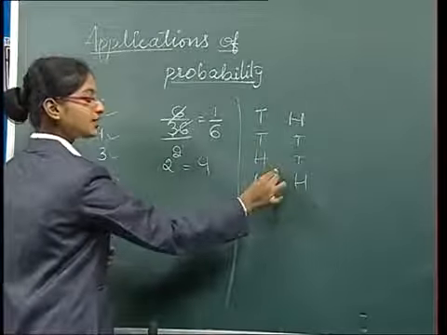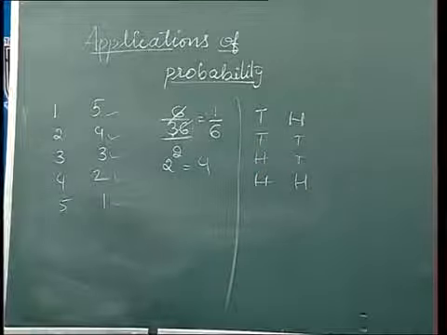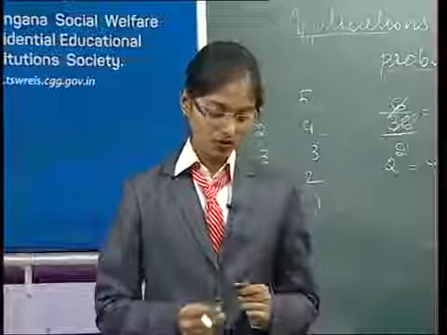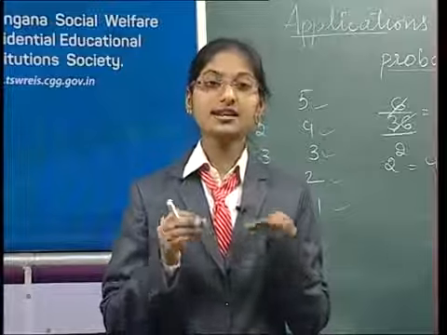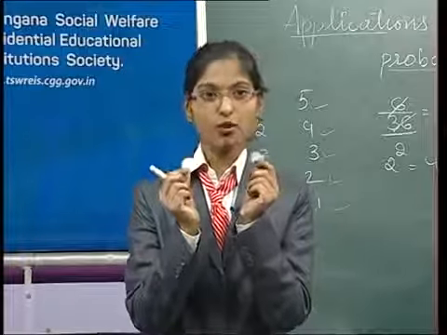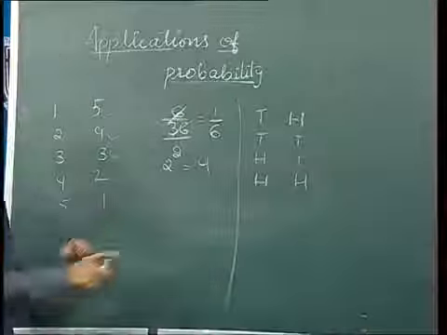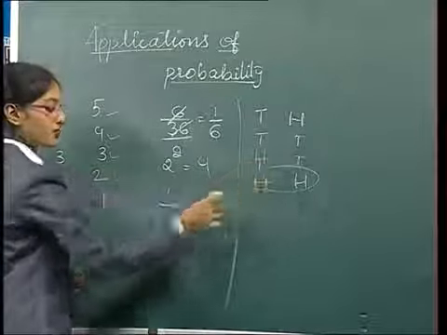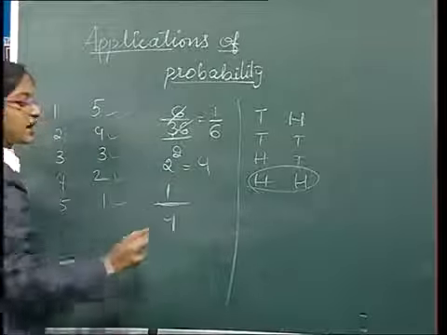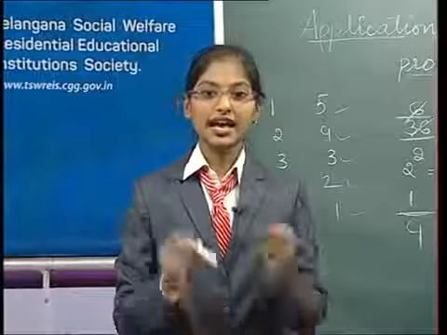Yeah, 1, 2, 3, 4. There are 4 total outcomes. So, when I am playing here, what is the probability of getting both heads? There is only 1 chance for both heads. So, 1 by how many are there? 1, 2, 3, 4. 1 by 4 is the probability of getting both heads.